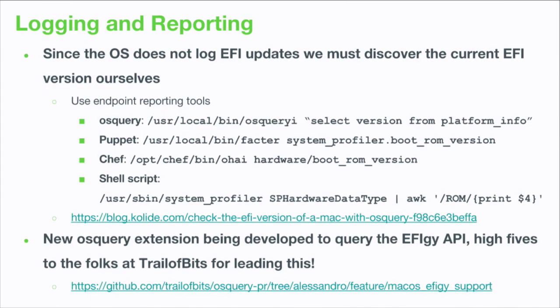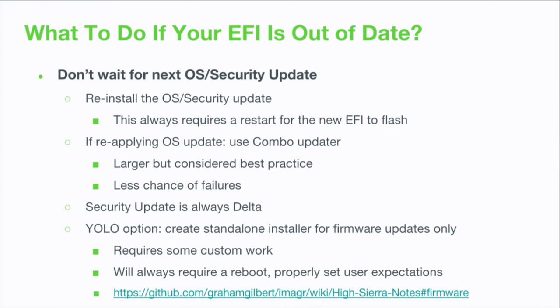You can use a number of tools out there to actually get this information. I've listed a few here: OSQuery, Puppet, Chef. You can also use a good old shell script if you have a way to send those out to get the same information. I want to point out that the folks at Trail of Bits are working on an extension for OSQuery that will check against an API that we will talk about in a minute. Go check it out. There's a branch being worked on right now. It's a very useful tool to get this information across a larger fleet.